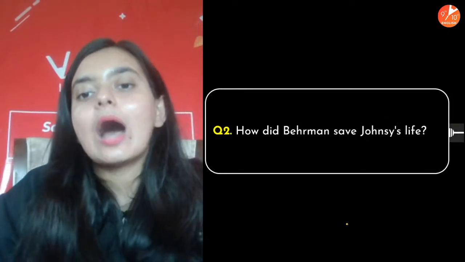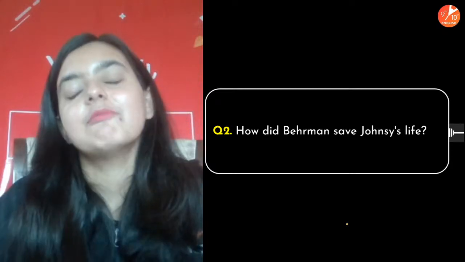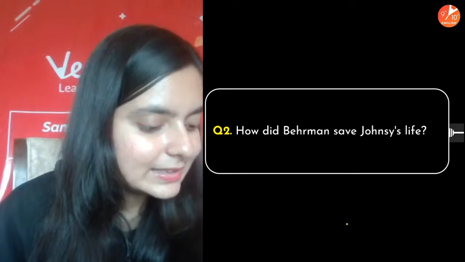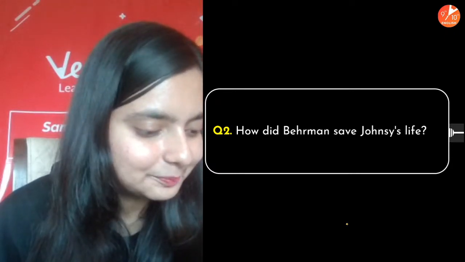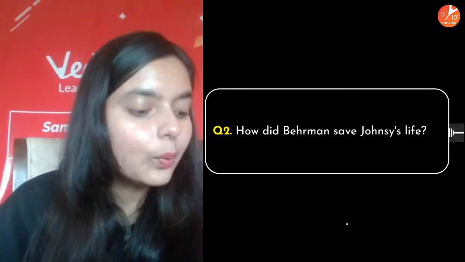Okay, so that is something which is important. So the question is, how did Berman save Johnsy's life? A very easy question, but at the same time very important from the perspective of this particular question. So let me see, what are your answers? Yes, he instilled the will to live.